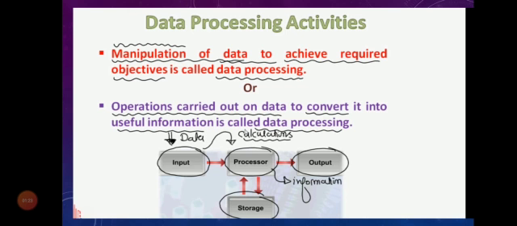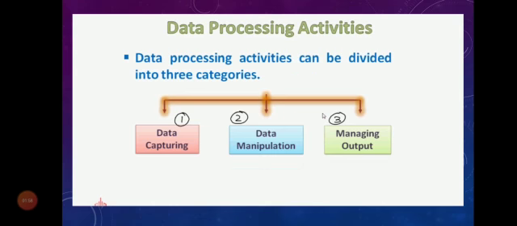We have 4 stages in data processing. The first stage is data input. We input the data through input devices, and we process the data through the processing unit. Then we get the output or information at stage 3, and the last stage is the storage stage, when we get the information and store it on the disk or on the computer.